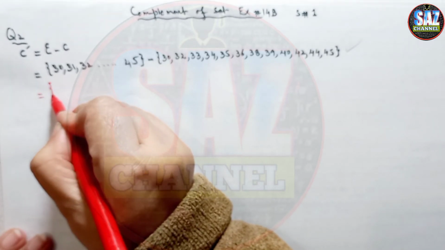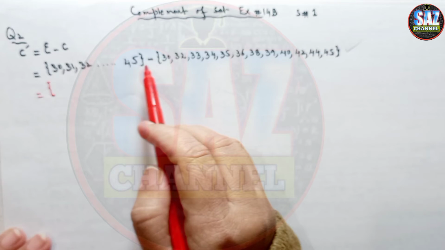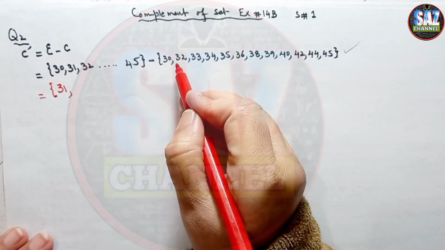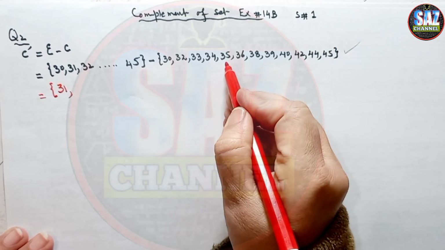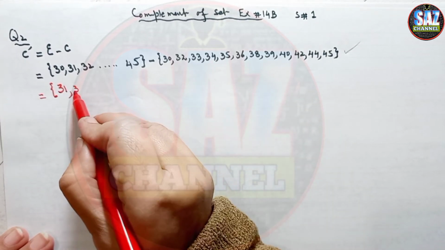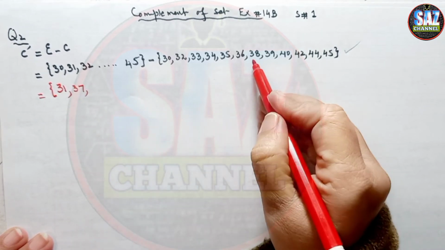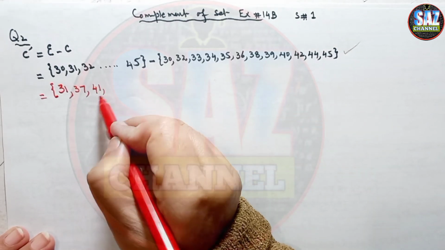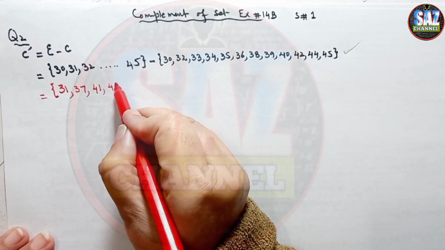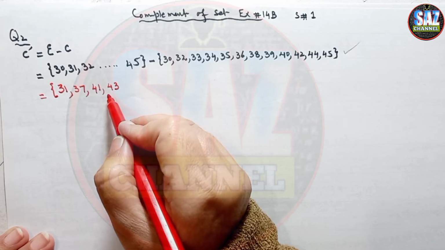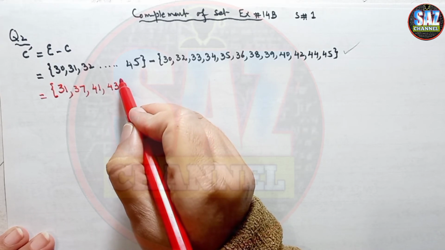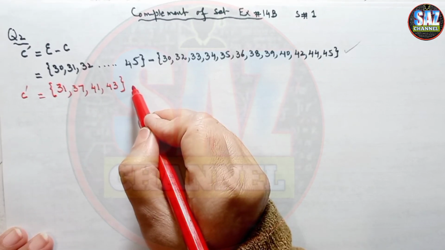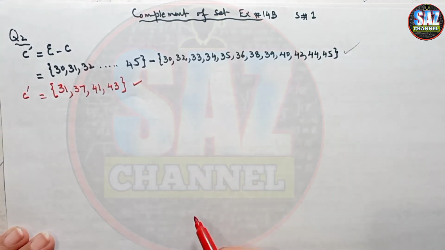So if we look at both the sets, we can see 30 is coming at both places. So C complement will begin with 31, then 32 will not be coming, 33, 34, 35, 36. So after that 37 will be the first element that will be coming, 38, 39, 40 will not be coming, 41, 42, 43, 44 and 45 are present at both the places. So C complement will have the elements 31, 37, 41 and 43. I hope you are clear about this part.